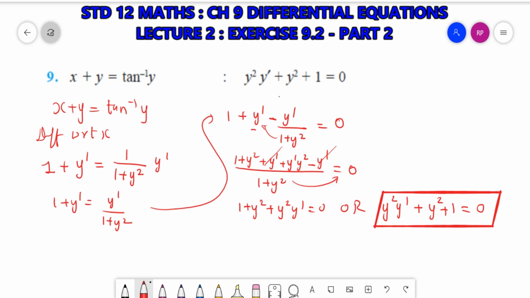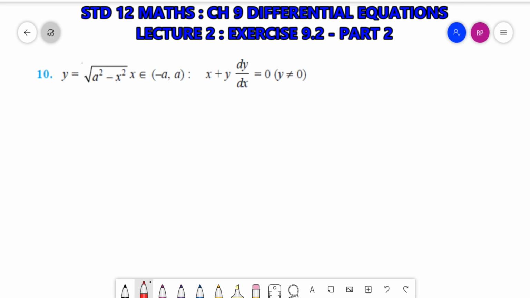Now let's move to the next question. Question number 10. You have to prove that y equal to square root of a square minus x square is the solution of the differential equation x plus y dy by dx equal to 0. Y is equal to under root of a square minus x square.